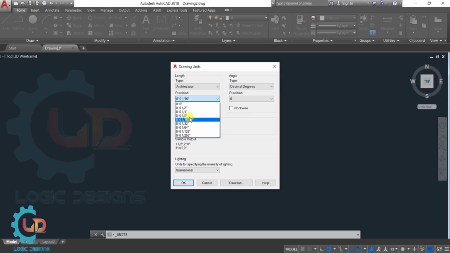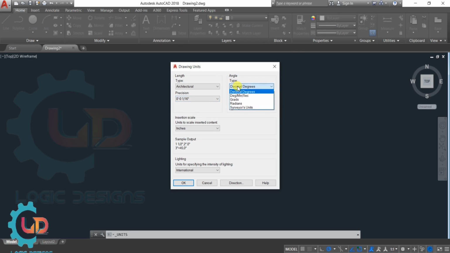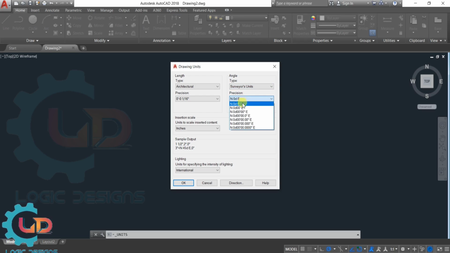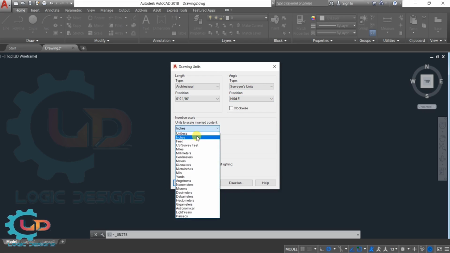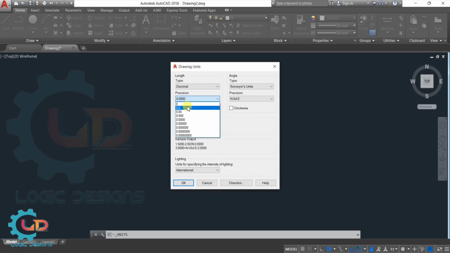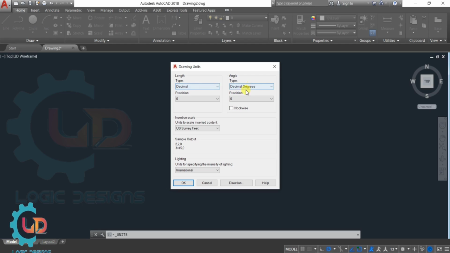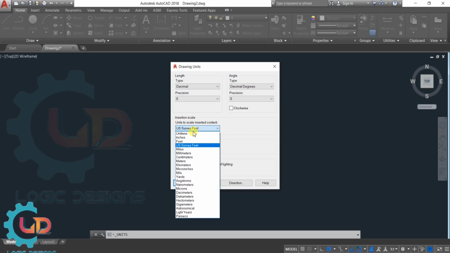First is architectural units. These types of units are based on feet and inches. It uses fractions to represent partial inches. Generally, architectural units are used in building construction, that means civil engineering work or architectural work. Second one is decimal units. Decimal units are unitless. That is, they are not based on any particular real world unit. With decimal units, each unit in the drawing could represent an inch or a millimeter.